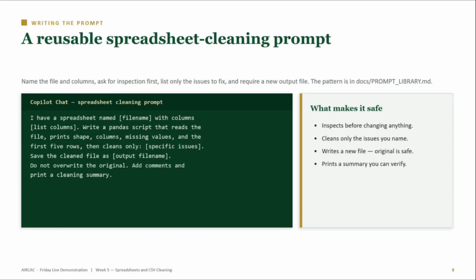Then you ask: I have this spreadsheet named, and you give the file name, the full path of your file, with the columns listed. Write a pandas script. Pandas is a package in Python that is generally used to deal with spreadsheets and CSV files. So write a pandas script that reads the file and prints the shape, columns, missing values, and the first 5 rows.